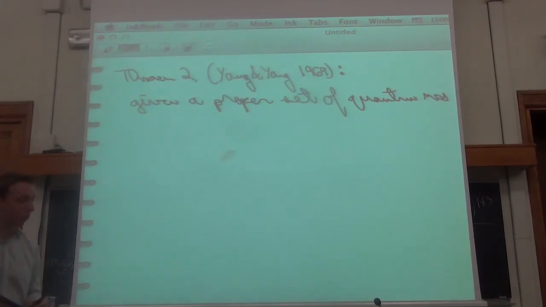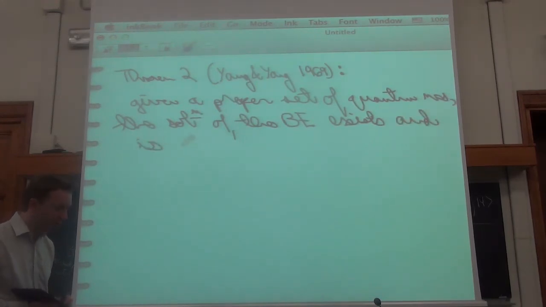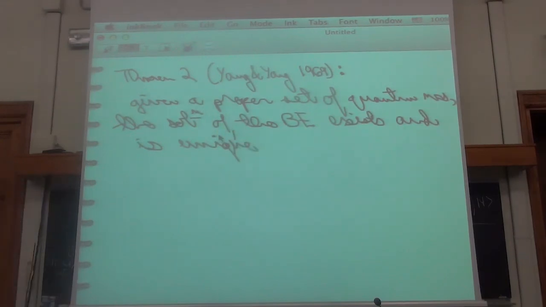Okay? So given a proper set of quantum numbers, the solution of the beta equations exists and is unique. That's quite handy because we have really a one-to-one mapping between quantum numbers and eigenstates. Okay, so the proof goes as follows. It's an instructive proof.